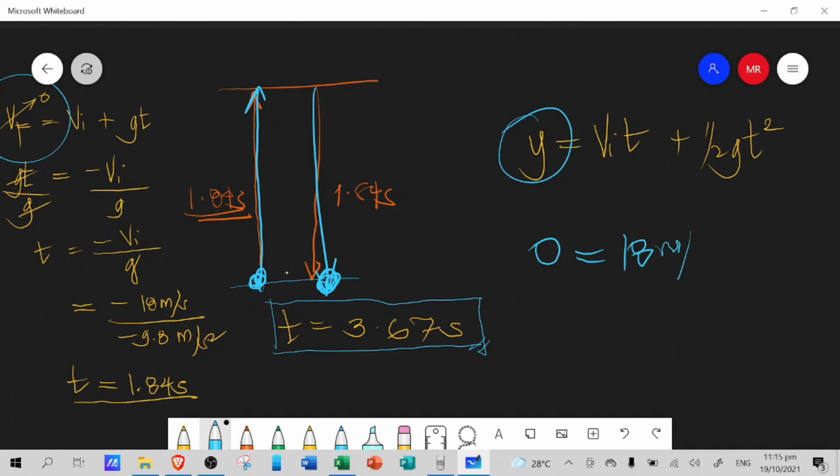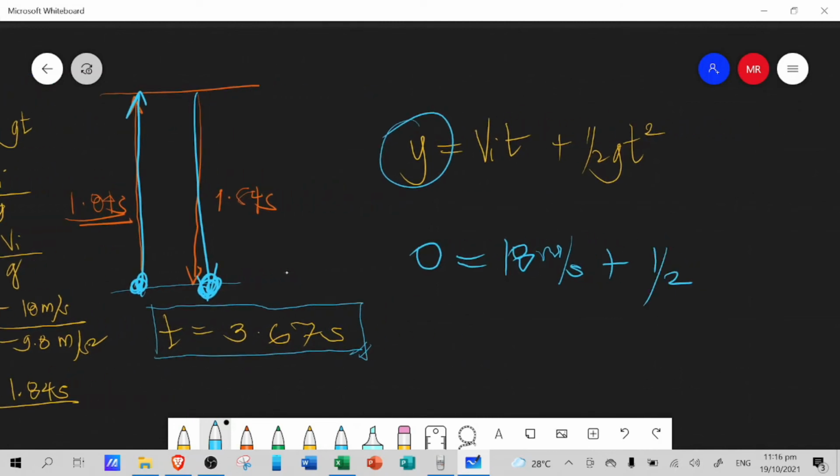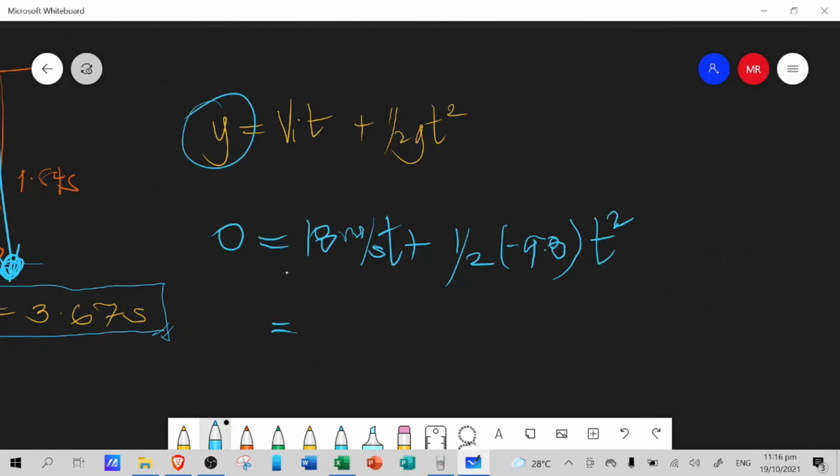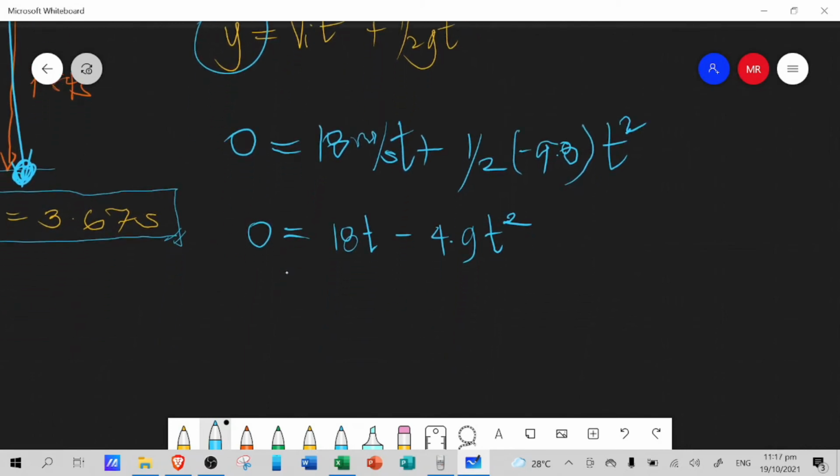So we'll have 18 meters per second, and 1/2 of the gravity, negative 9.8. This is t, and this is also t squared. Let us first do away with the units. So this will become 0 equals 18t minus 1/2 of 9.8, which is 4.9 t squared. So this becomes a quadratic equation. Rearranging it, we'll have negative 4.9 t squared plus 18t is equal to 0.